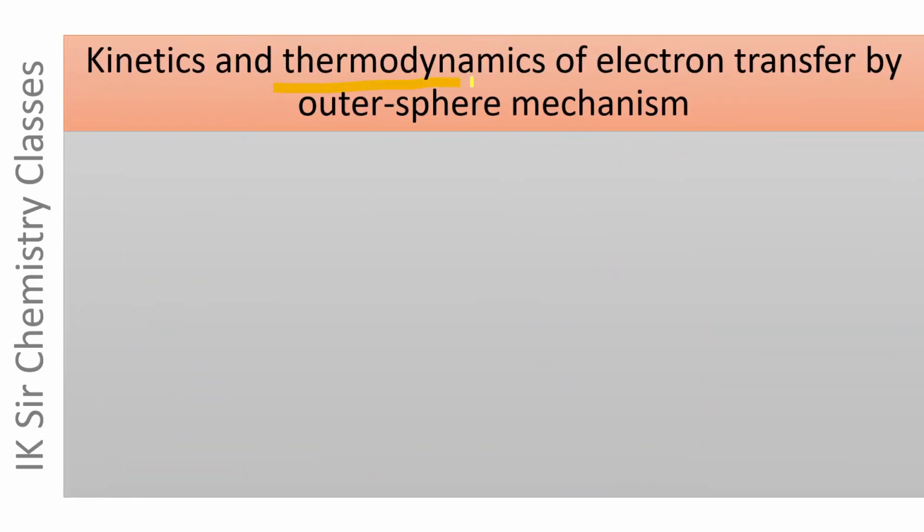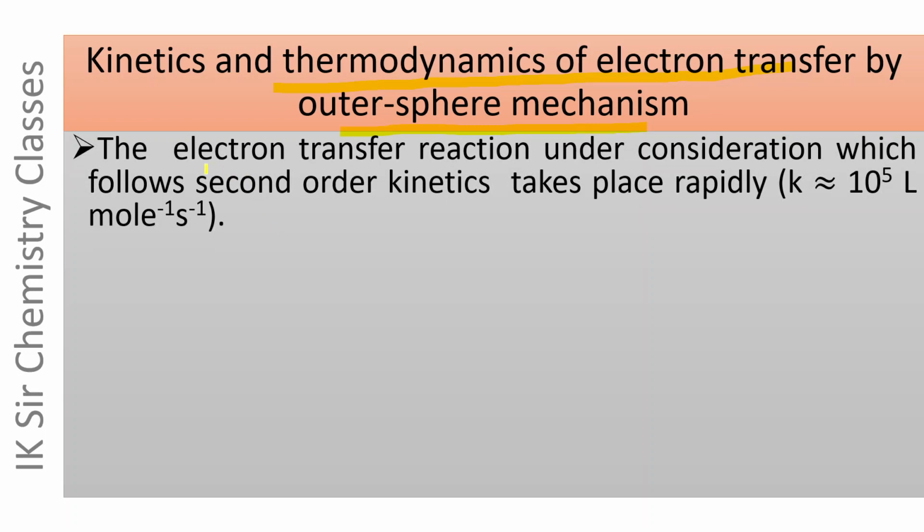Kinetics and thermodynamics of electron transfer reaction by outer sphere mechanism. We have already seen that the electron transfer reaction under consideration, which follows second order kinetics, takes place rapidly. The electron transfer reaction taking place through outer sphere mechanism follows second order kinetics, and it takes place quite rapidly with velocity constant k equal to 10 to the power 5 liter per mole per second.